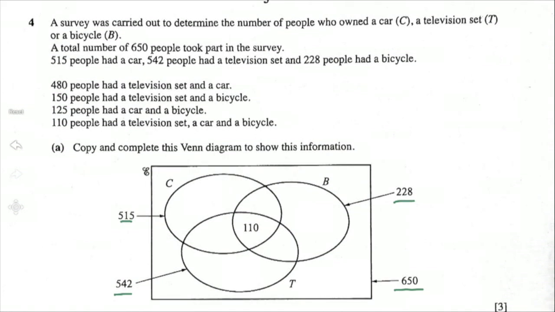Then we have 480 people had a television set and a car. So the 480 people had a television set and a car. That means these members are in T intersection C there. Television set and a car. So the intersection of those two sets is just there.